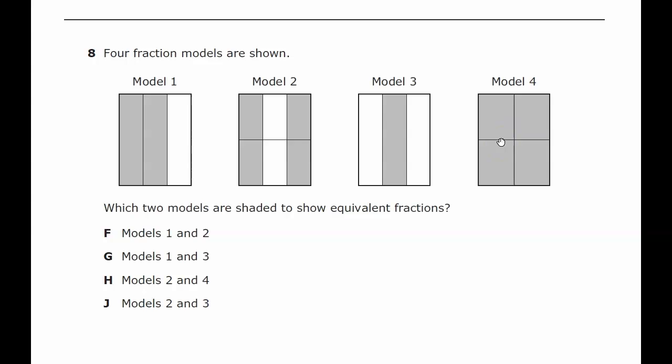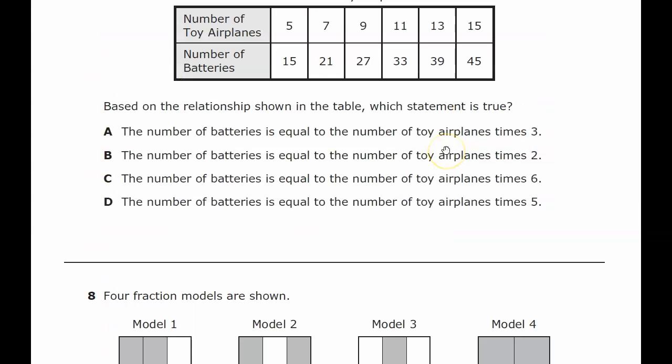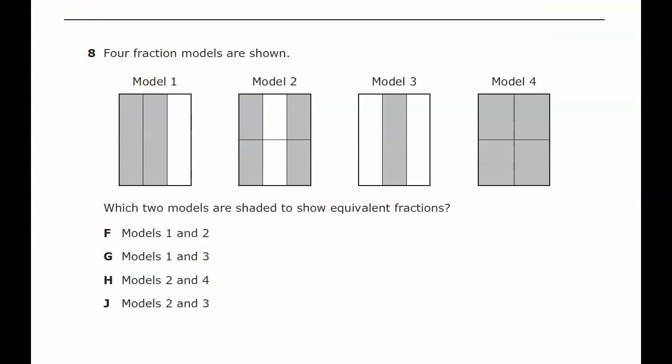All right, next question. Okay. 4 fraction models are shown. Which 2 models are shaded to show equivalent fractions? Okay, so we have the word equivalent here. And what is that a keyword for? That is a keyword for cross multiply.